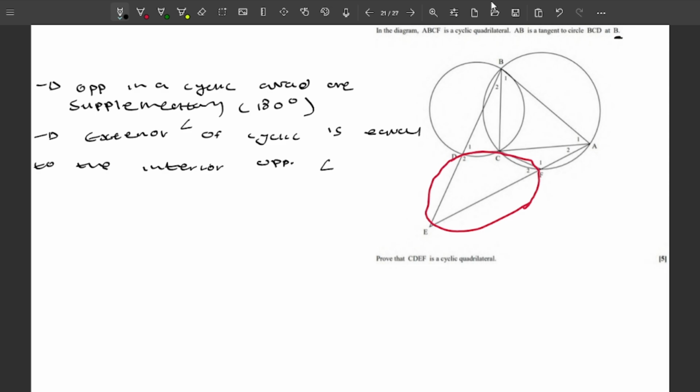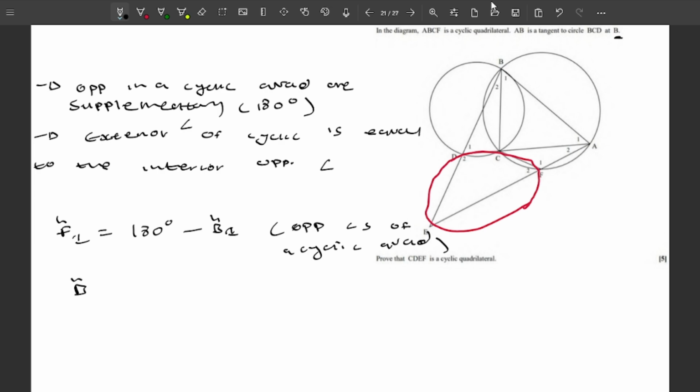In the cyclic quad, I know that angle F1 is equal to 180 degrees minus angle B1. How did I find it? You know that opposite angles of a cyclic quad are supplementary. So angle B1 plus angle F1 is equal to 180 degrees. The reason: opposite angles of a cyclic quad are supplementary.